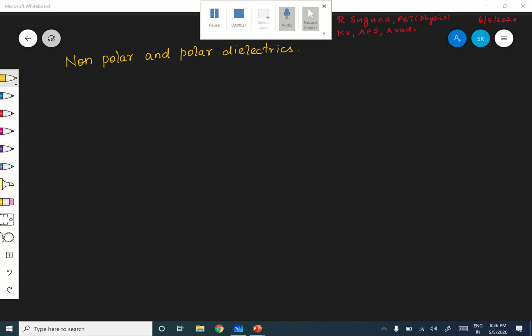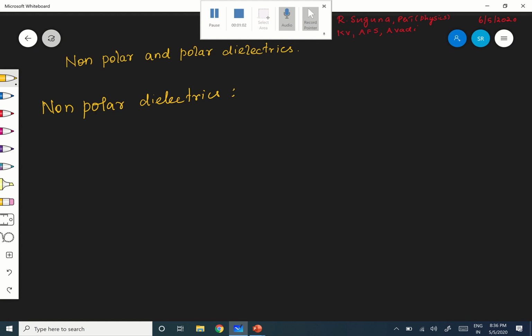Now these dielectrics are divided into two: one is non-polar dielectric and the other is polar dielectric. First we'll see what non-polar dielectrics are. See, in every atom, there are positively charged protons inside the nucleus and the negatively charged electron cloud surrounding it. Now there exists a center of mass.